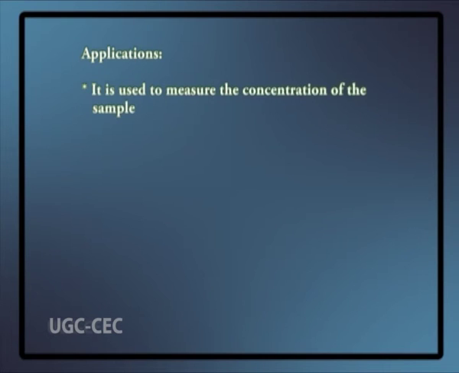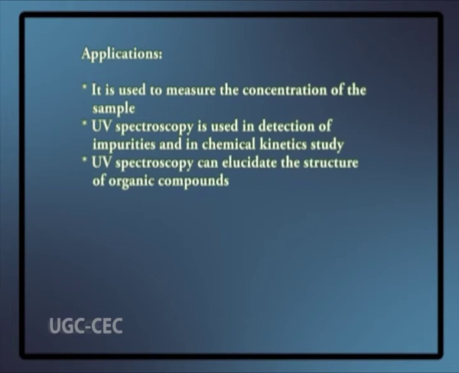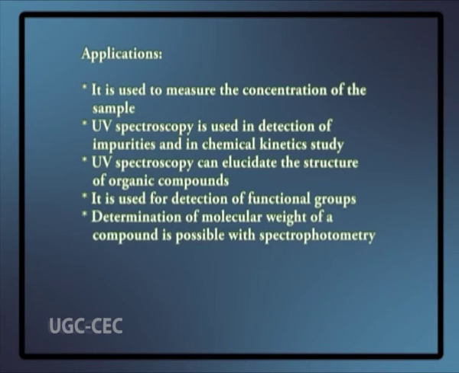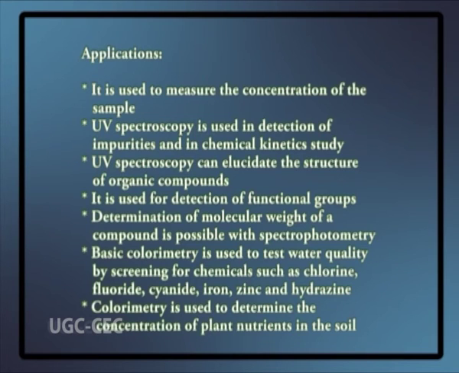Applications. It is used to measure the concentration of the sample. UV spectroscopy is used in detection of impurities and in chemical kinetics study. UV spectroscopy can elucidate the structure of organic compounds. It is used for detection of functional groups. Determination of the molecular weight of a compound is possible with spectrophotometry. Basic colorimetry is used to test water quality by screening for chemicals such as chlorine, fluoride, cyanide, and iron. Colorimetry is used to determine the concentration of plant nutrients in the soil, etc.